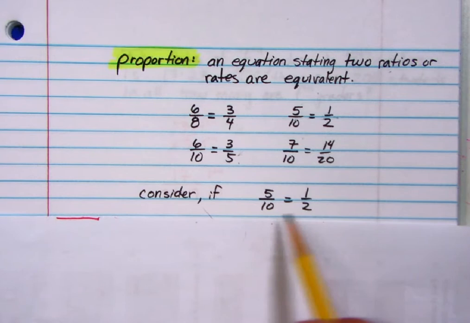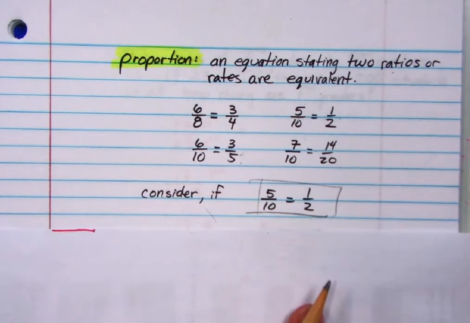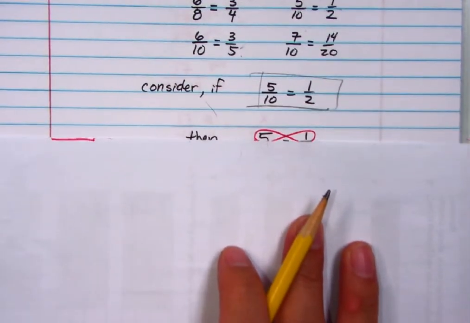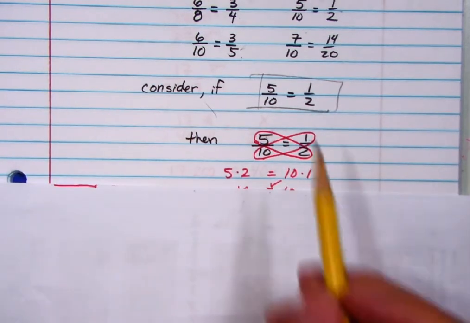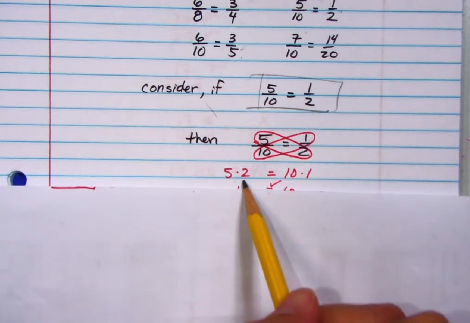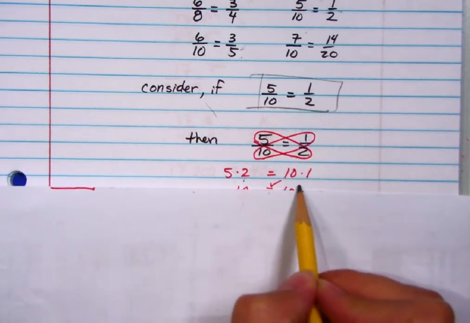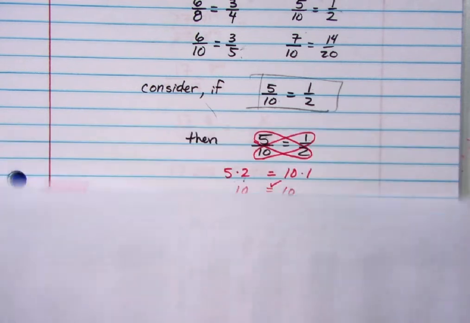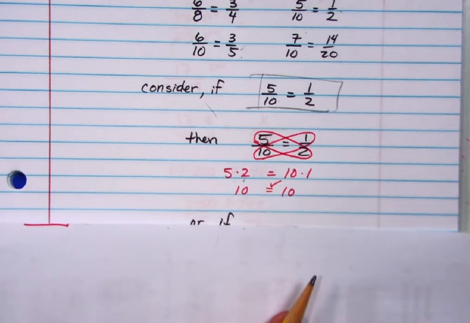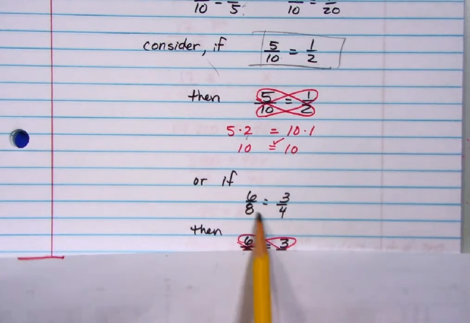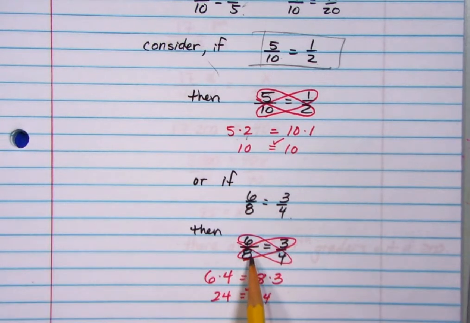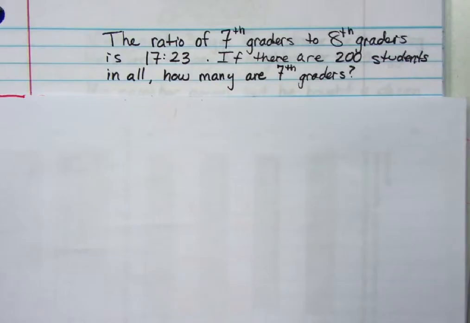So consider if 5/10 is equal to 1/2. Think about that. Okay. Then we know that their cross products are equal to one another. In other words, 5 times 2 is equal to 10 times 1. So 5 times 2 is 10 and 10 times 1 is 10. And sure enough, they're the same. Or if, for instance, 6/8 is equal to 3/4, we can use cross products. 6 times 4, that's 24. 8 times 3, that's 24. And sure enough, they are the same. So how can we use this in a problem?